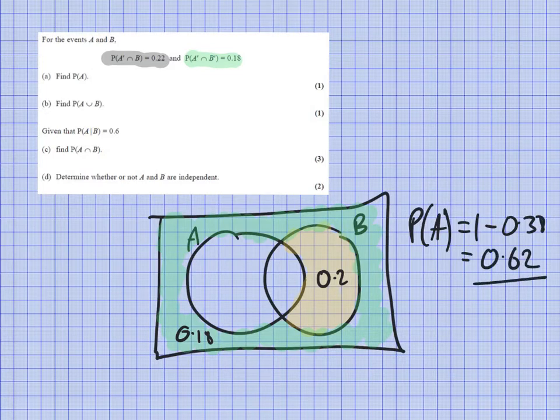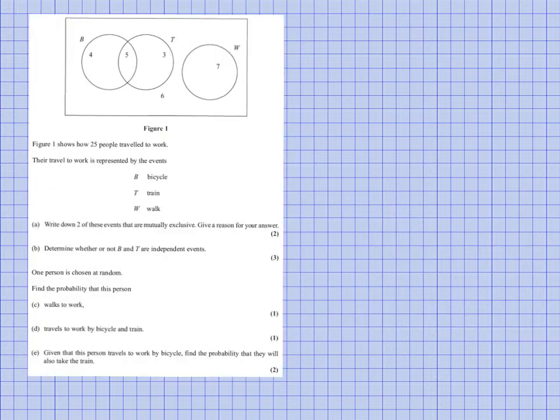Easy. The probability of A union B, that's the probability of A or B, is 0.62. Add 0.82. It's everything that's in either A or in B. So that's 0.82. The rest of this question we haven't covered yet, so I'm going to stop there and look at another.